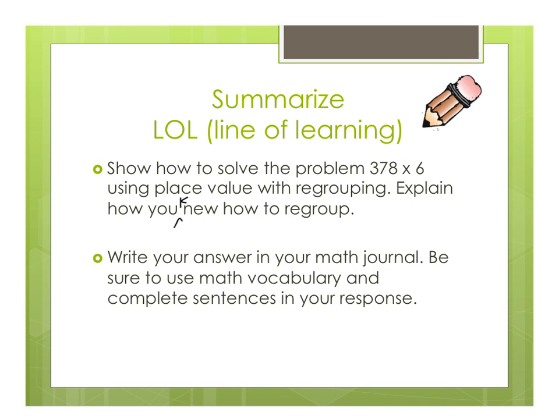Okay, now it's time to summarize with our LOL. First, in your notes, show how to solve the problem 378 times 6 using place value with regrouping. So you're actually going to multiply this out and do the math portion. Then, in words, you're going to explain how you knew how to regroup. Use that math vocabulary and complete sentences in your response. Think about the different things I've been saying throughout this lesson to help you. Good luck.